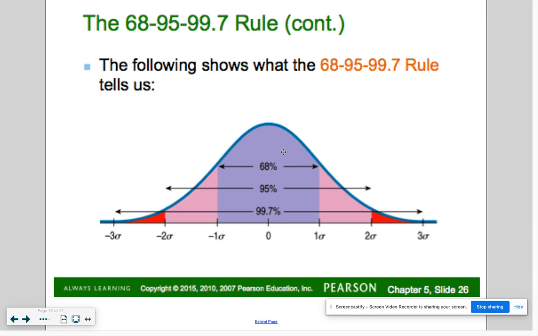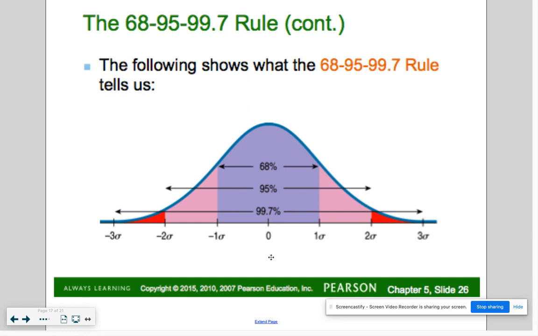Again, this is a normal model. It doesn't work for all data sets. It doesn't work for uniform data, skewed data, or bimodal data. It doesn't work for anything except data that is already in normal shape. But if it is in normal shape, then about 68% of it will be within 1 standard deviation, 95% of it will fall within about 2 standard deviations, and 99.7% will fall within 3.